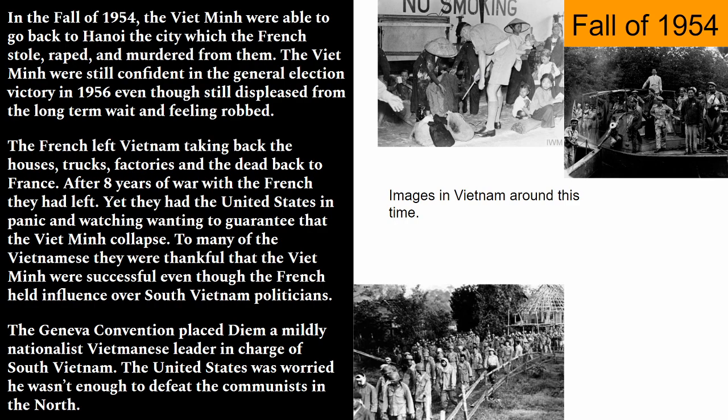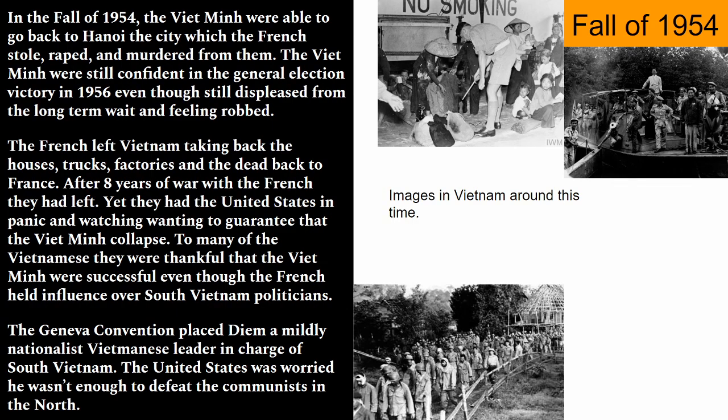Fall of 1954. The Viet Minh actually went back to the city of Hanoi. They now had control of Hanoi. The Viet Minh were also still confident in the elections for 1956, even though they were displeased with the long-term wait and still felt robbed that they didn't even get half of the territory.